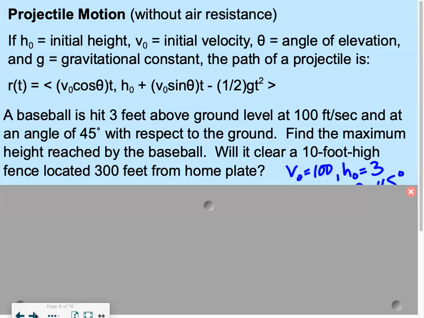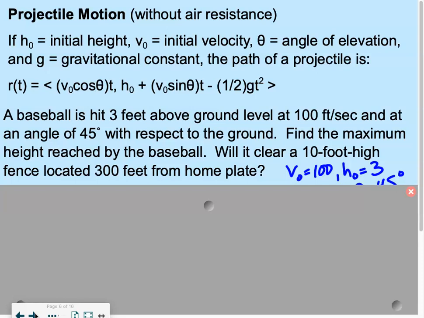So this is projectile motion ignoring any air resistance. We let h sub 0 be the initial height, v sub 0 is your initial velocity, theta is your angle of elevation, g is your gravitational constant. If you've got all those in place, then the path of a projectile is r of t, which is v sub 0 cosine theta times t.